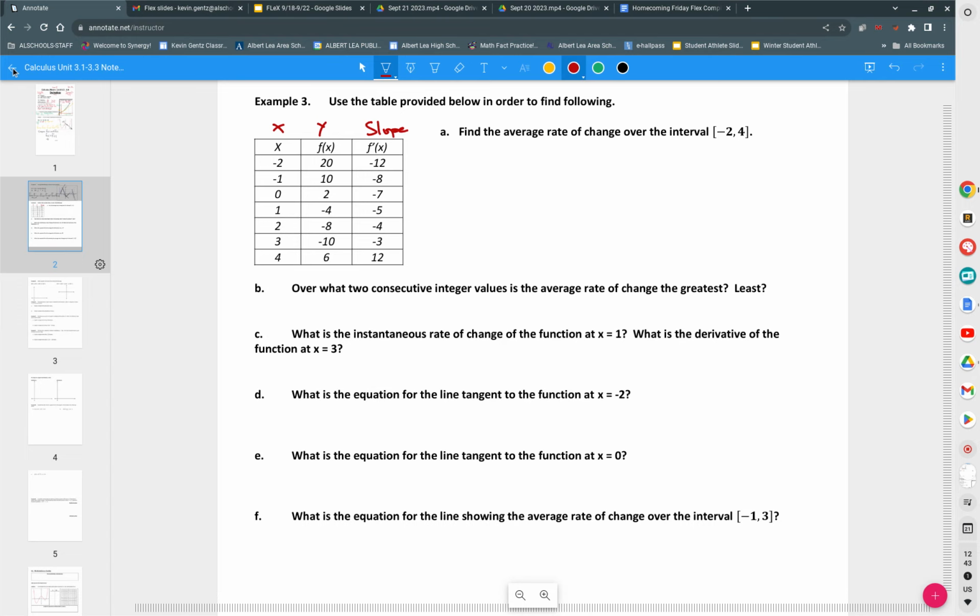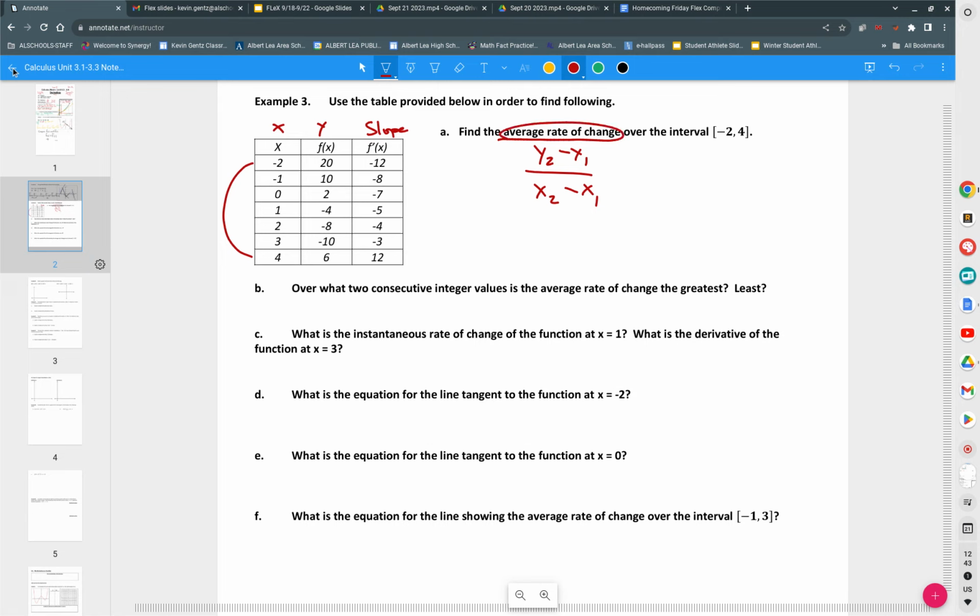And so we're just going to answer a few of these questions here and kind of understand what's happening with the data. It says find the average rate of change over the interval -2 to 4. Average rate of change we calculate by finding slope: y sub 2 minus y sub 1 over x sub 2 minus x sub 1. So we've known how to do that.